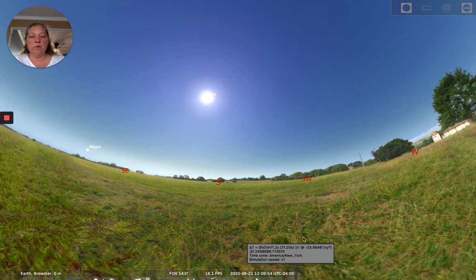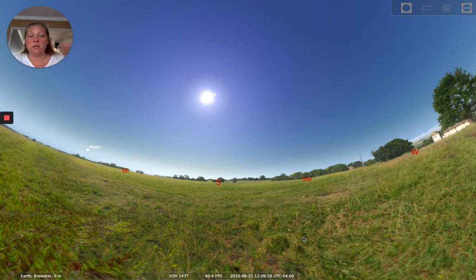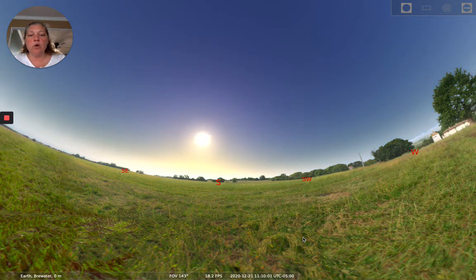Now we're in September. That's around the time of the equinox, okay? Lower, lower, lower, up to November, December. That's the winter solstice right there. So that's the noon sun getting lower and lower and lower.